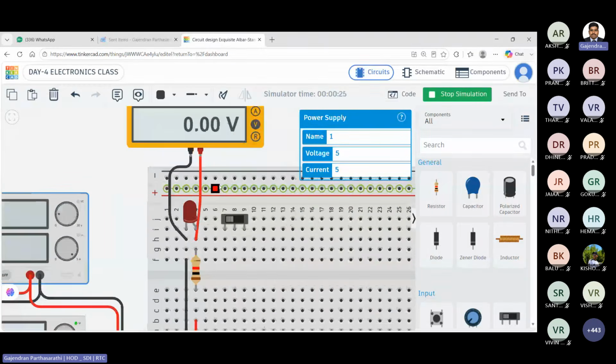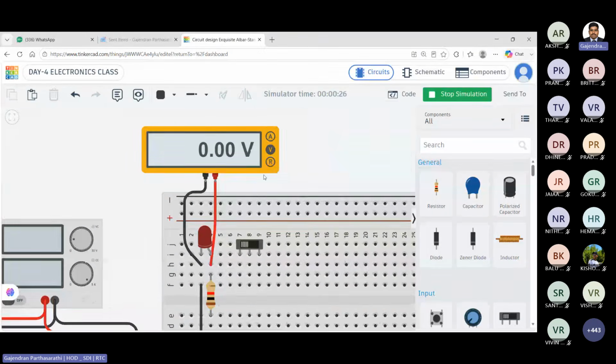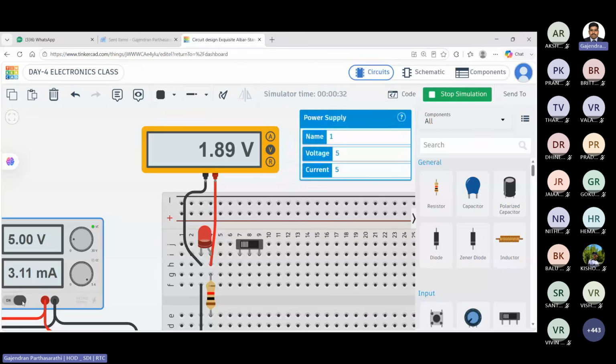What is the voltage level you are observing in the multimeter? Please tell me the voltage level. When the LED is on, how much voltage is coming, sir? 1.89 volt. If I made it off, what has come? 0. On means 1.89, off means 0.